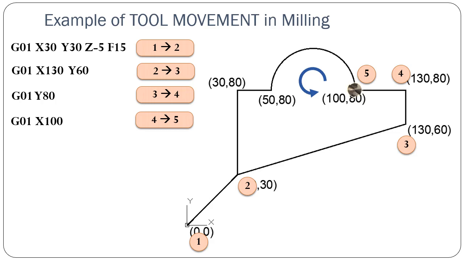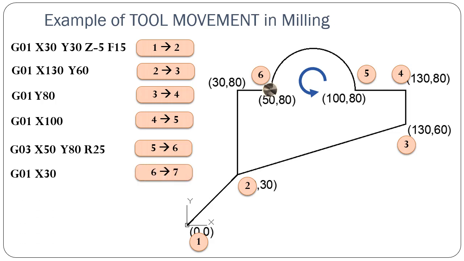So, the code is G03 X50 Y80 R25. Here R25 indicates the radius of the arc. The tool moves from 5 to 6. G01 X30. Tool moves from 6 to 7. G01 Y30. Tool moves from position 7 to position 2. Note the code is written in the absolute coordinate system.